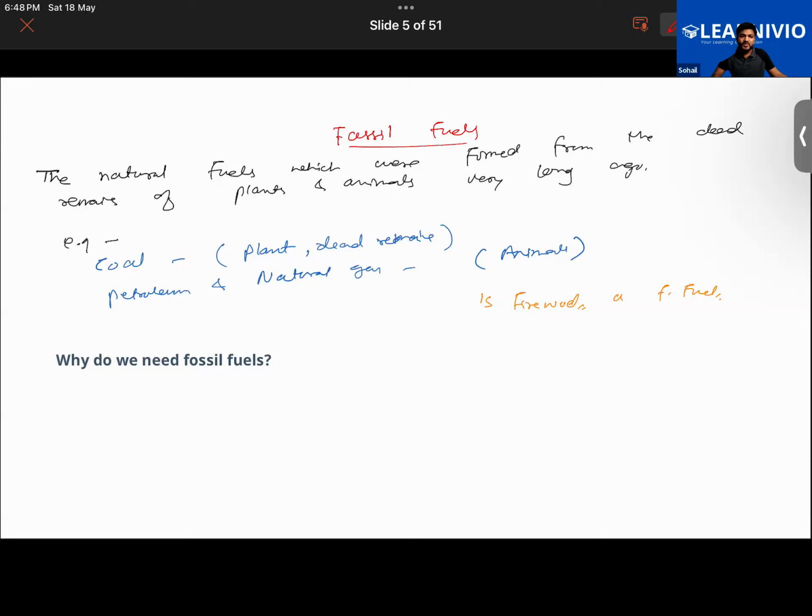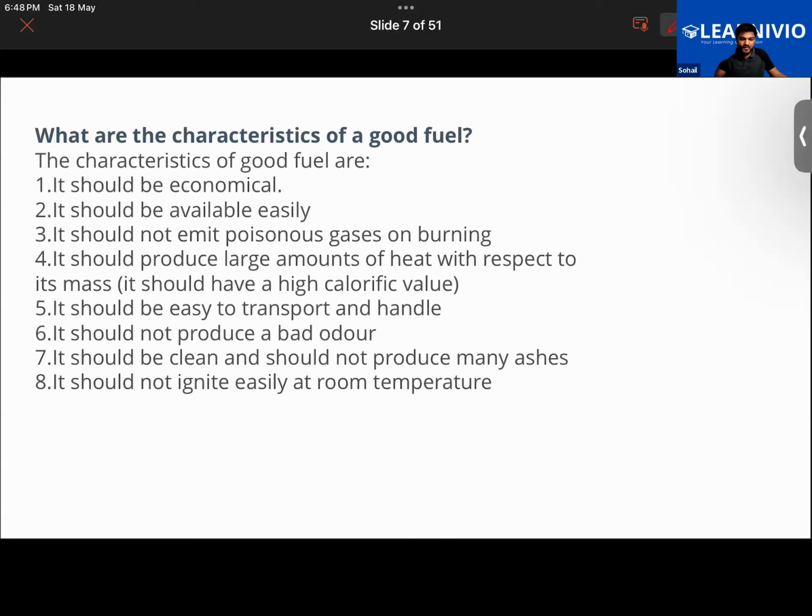Then we learned, why do we need fossil fuels? There are a variety of purposes for which we need fossil fuels. For example, we need them to cook food. We need them in various industries. We need fossil fuel to generate electricity. Some of the fossil fuels are also used as rocket propellant. Getting my point? Then another topic is, what are the characteristics of a good fuel?